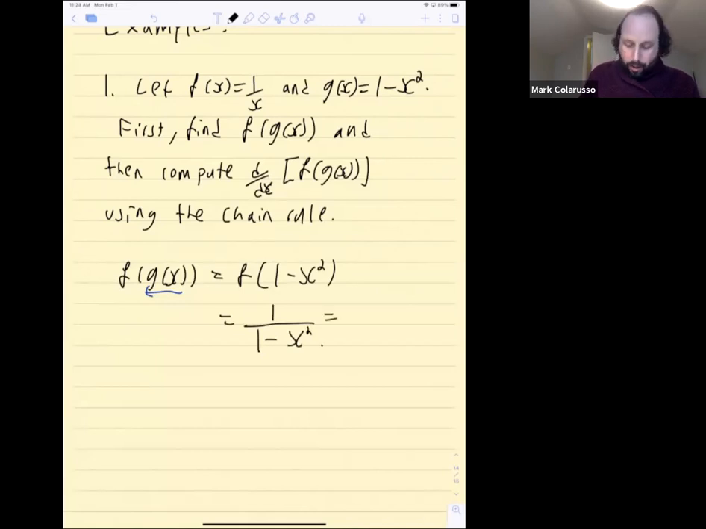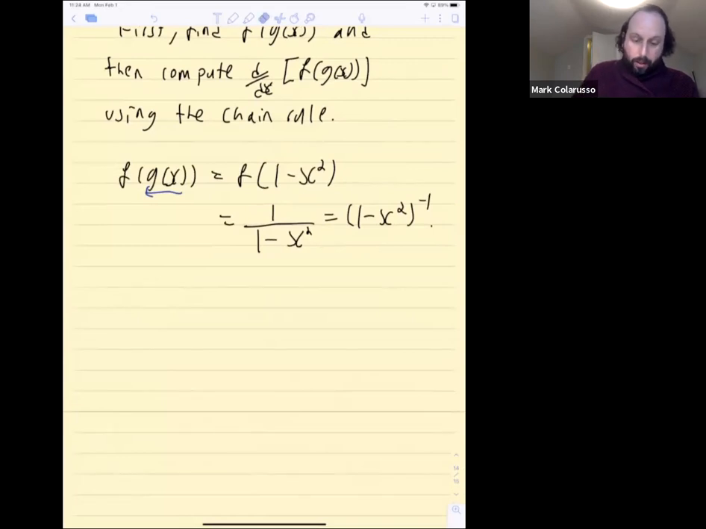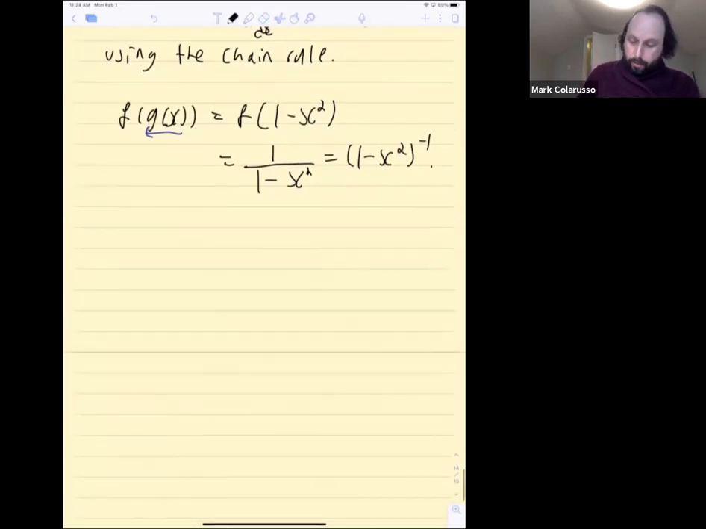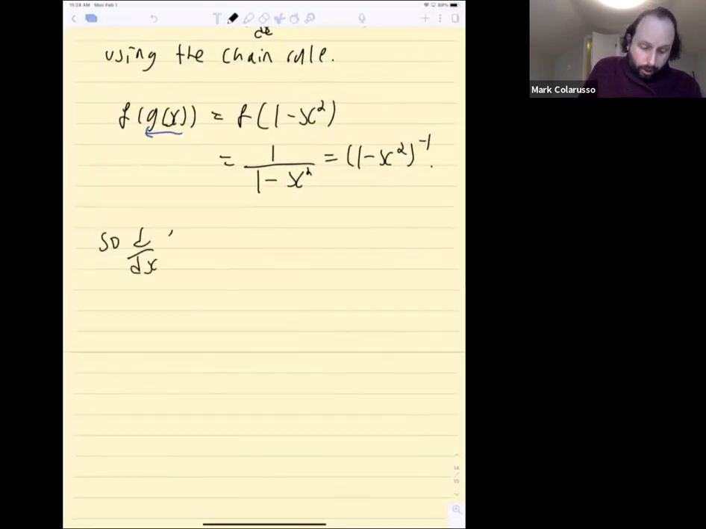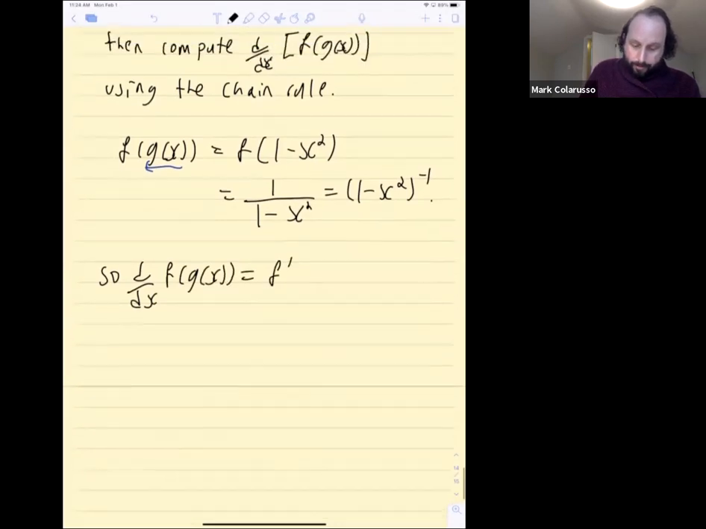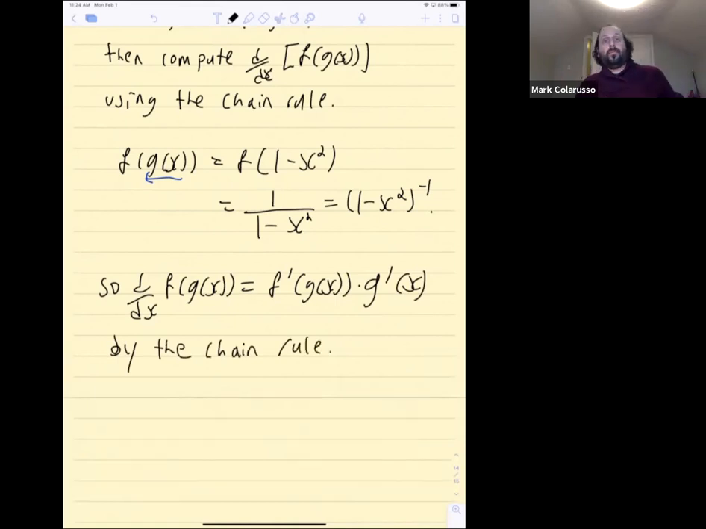Which we can write, if you like, as 1 minus x squared to the minus 1. All right, so the derivative of f at g at x is the derivative of f evaluated at g times the derivative of g, by the chain rule. Right, that's what it says.